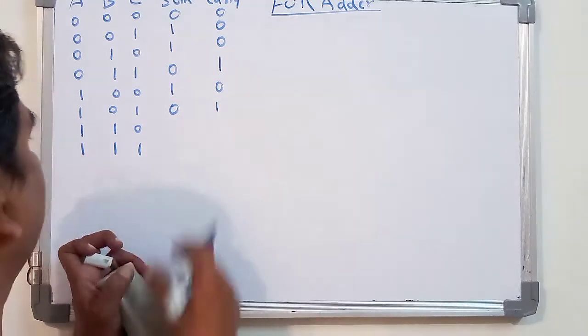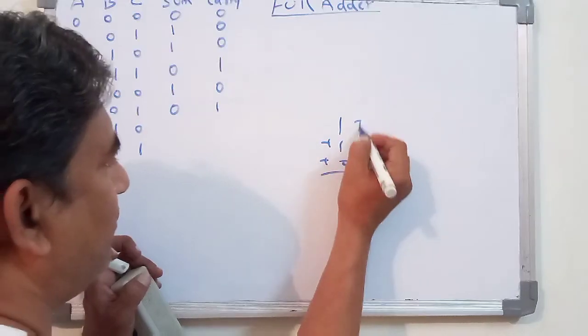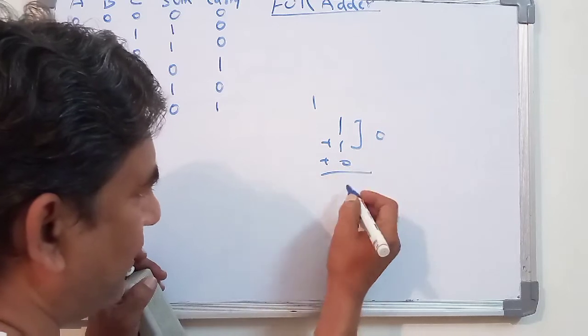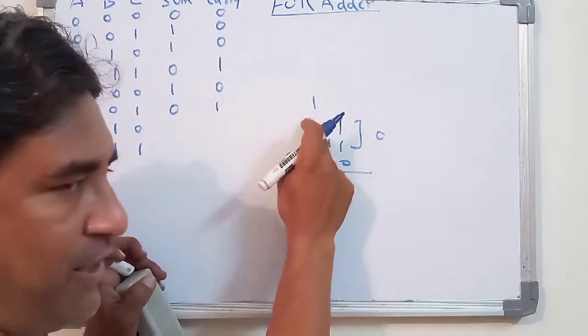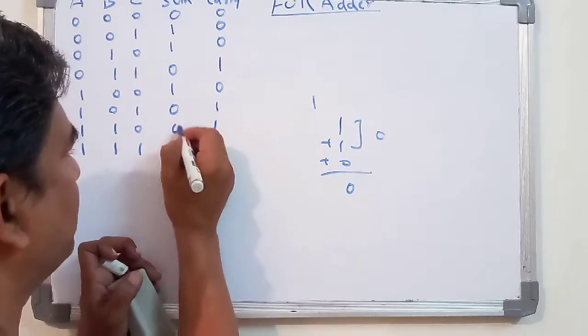Then the sixth row, that is 1 plus 1 plus 0. So 1 plus 1 is 0, the carry is 1. 0 plus 0 is 0. Whatever carry has been generated, you have to write down here, and the sum is 0.